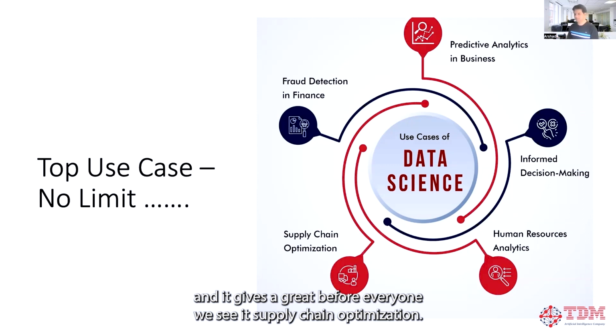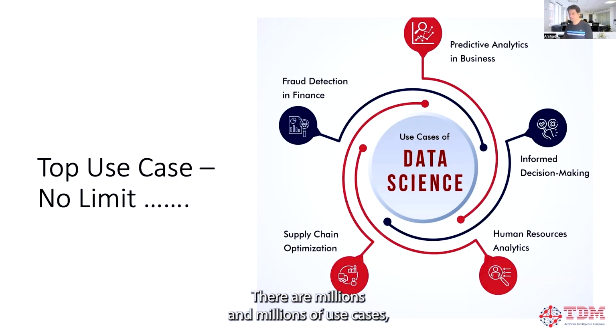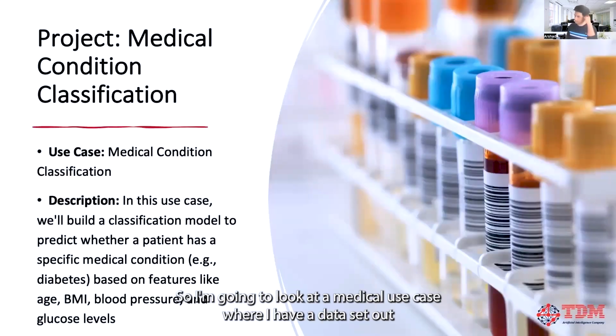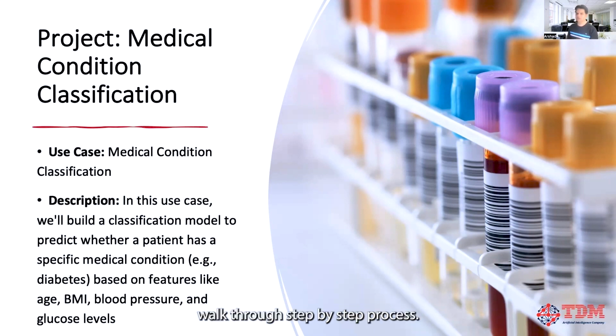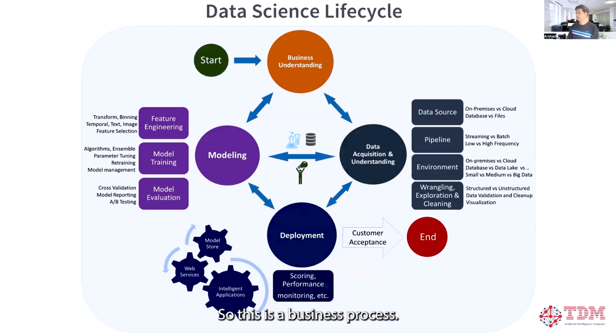Supply chain optimization, there are millions and millions of use cases, but some common things if you are new to this field. So I'm going to look at a medical use case where I have a data set of diabetes, a very popular one from Kaggle, and I'm going to walk through the step-by-step process. How did I do that experiment? And give you some insight about it. So this is a beginner's process of what the data science lifecycle looks like.